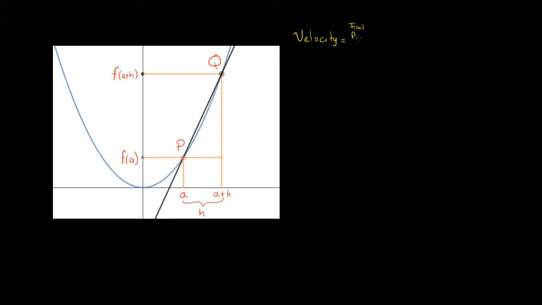a final position minus an initial position over a final time minus an initial time. I'm sorry, this is very ugly. Okay, initial time. And there was this guy who was very concerned with this concept of velocity, and this guy was Sir Isaac Newton.